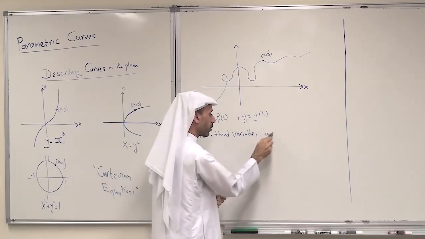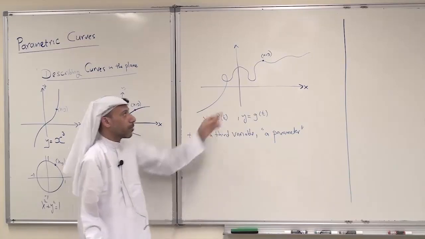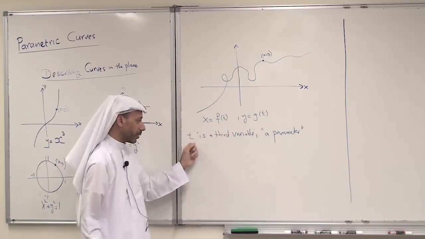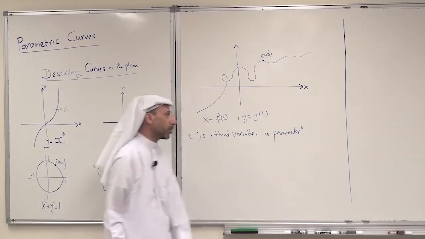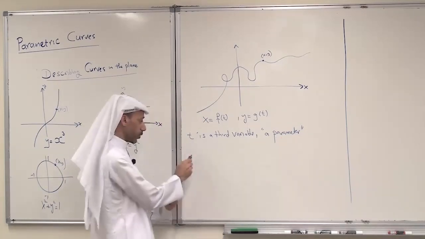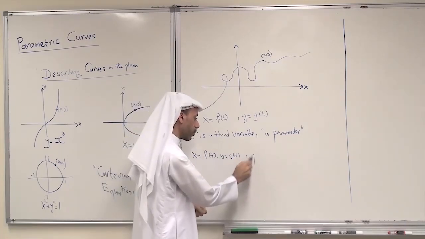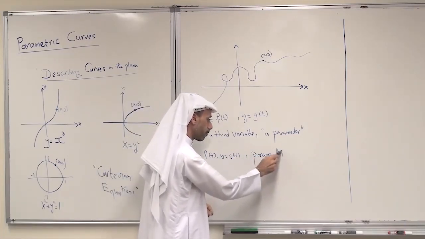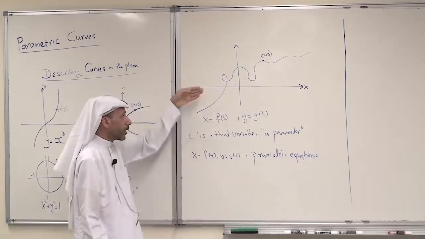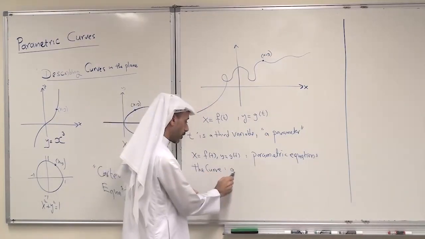Which is called a parameter. This is the new way where we describe the x and y coordinates in terms of functions, f and g, of a third variable, t, which is called a parameter. Based on this, the two equations, x equals f of t, y equals g of t, are called parametric equations. The corresponding curve is called a parametric curve.